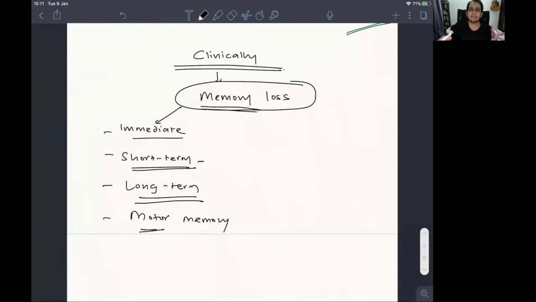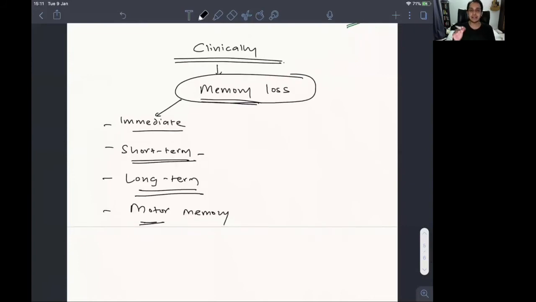And why is it important? Why is it important to ask what kind of memory is gone? Because usually a certain disease will affect one of these. So a certain disease will affect either immediate memory or short term or long term or motor. So that will give you an idea of what kind of disease it will be. And two, different parts of the brain are responsible for different kinds of memory. So let's get into that. What are the different parts of the brain that are responsible for each one?